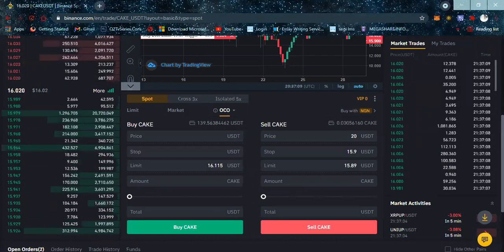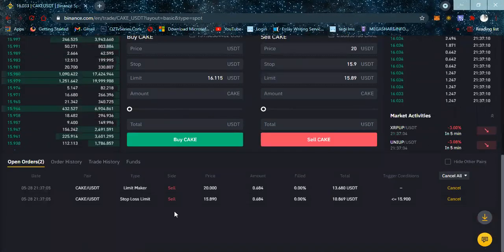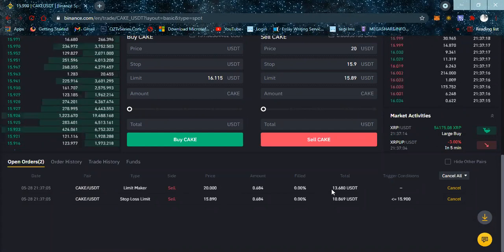Go down. You see the double orders. That's OCO. OCO sells two orders. Limit maker is the first one: sell off at 20, at this price. Then the second order, stop limit, the stop loss limit. This one is normal, I explained it to us. When it gets to this price, a sell at this price should be triggered. So you can see the two orders are set automatically.